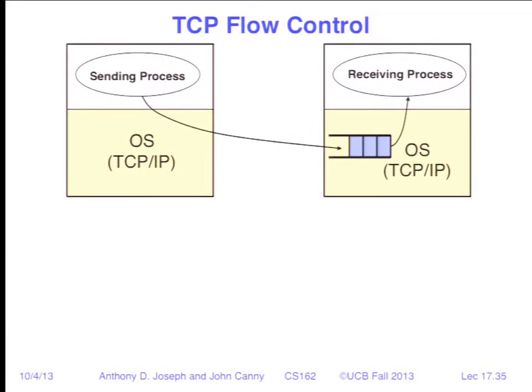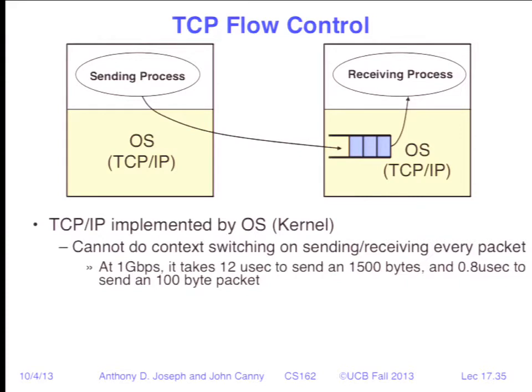So now, flow control. It's the same kind of producer-consumer relationship here, right? The sending process through its local operating system is filling a buffer in the operating system of the receiving host. That buffer is being drained by the receiving process. Right? Now, TCP is implemented in the kernel, which means we don't want to be context switching every time we get in a packet. Right? Because at 1 gigabit per second, we're receiving packets very, very quickly.